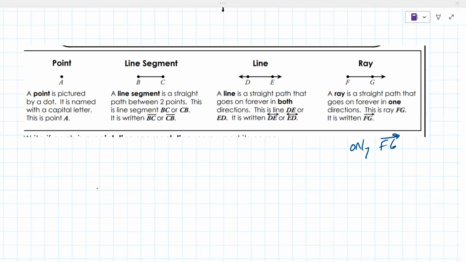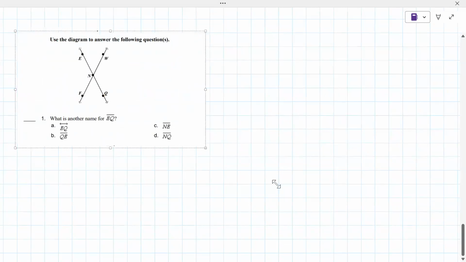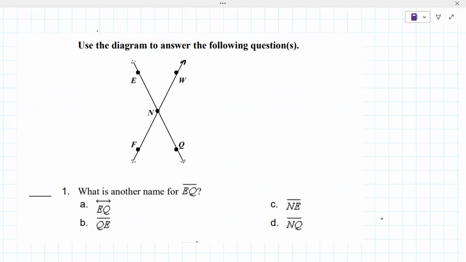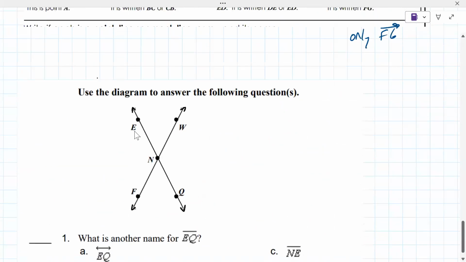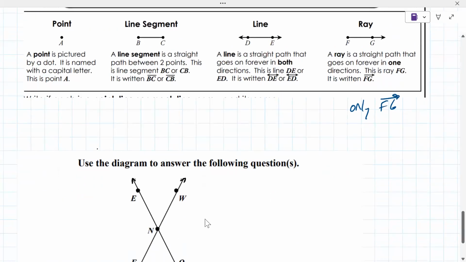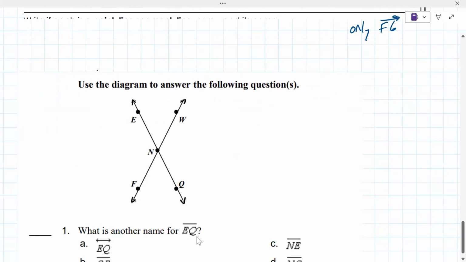Let me throw some questions up for you to think about here. It says, use the diagram to answer the following questions. There are arrows here. They're hard to see. It says, what's another name for this? Now, is this right here? I don't want to give it away. Is it this one, this one, this one, or this one? Which one is this?